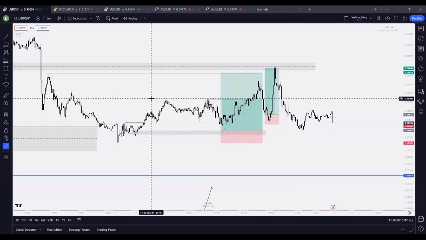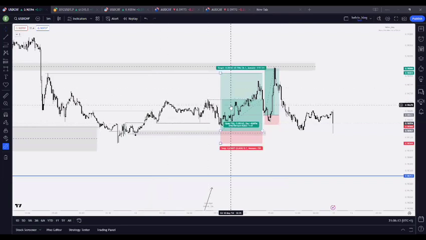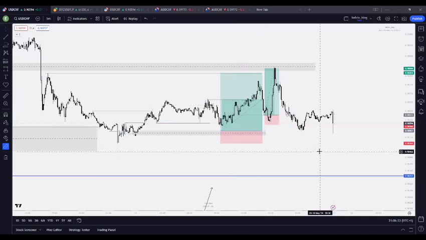I think I've used up to 30 minutes already. So basically, this is what I do, and this is just it. I mark out my POI, I wait for price to react. If it gives me my buy model or a sell model, I take it. If it does not give it, I leave it. Sometimes it will not even come, just taps that POI and leaves. I will look for another trade to take.